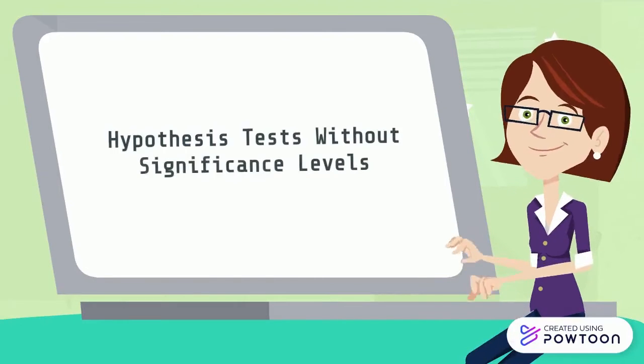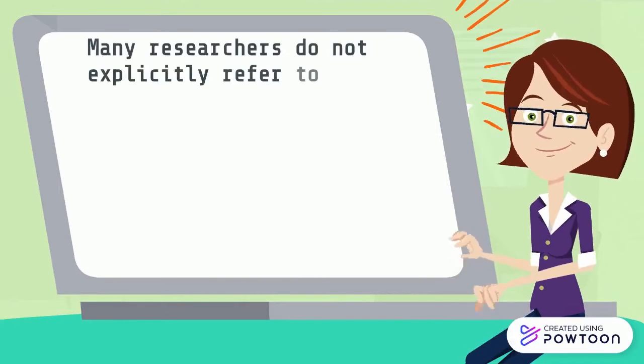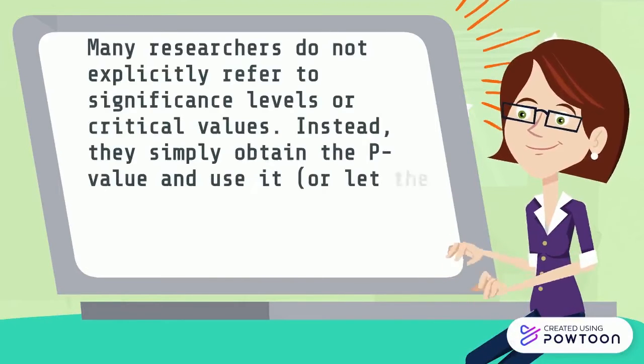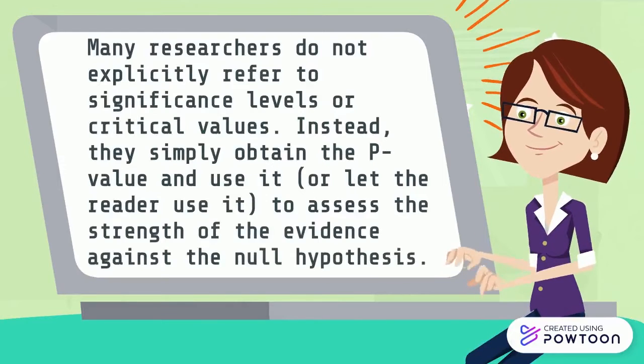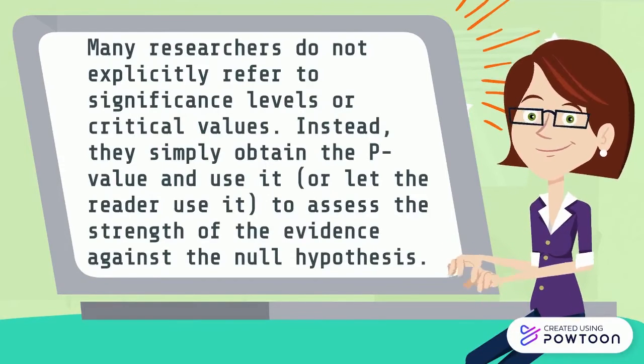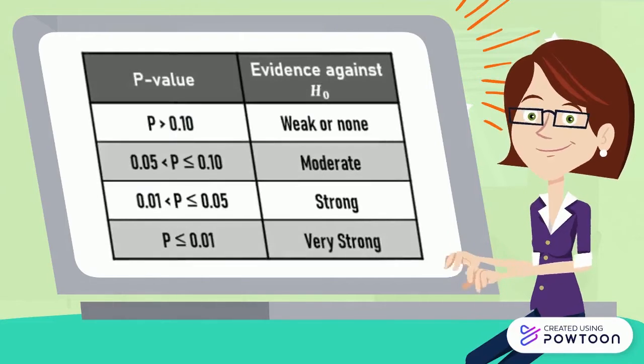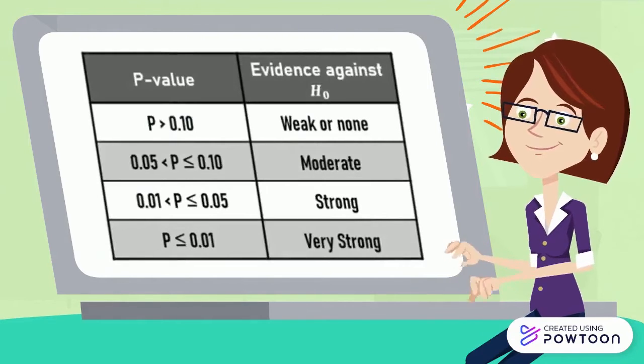Hypothesis test without significance level. Many researchers do not explicitly refer to significance level or critical values. Instead, they simply obtain the p-value and use it to assess the strength of evidence against the null hypothesis. The strength of evidence is as in the table given.